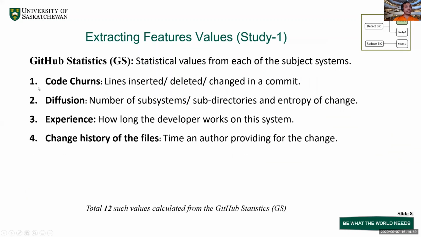The data set I extracted in these studies is from the GitHub statistical values of the software systems, which are in 4 categories. The total number of these feature values is 12, and these are the most commonly used feature values in similar kinds of studies. I extracted those values to compare my newly added features, to see whether my features perform better or worse compared to these feature values.